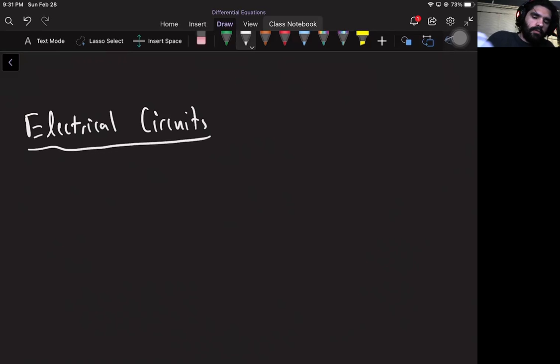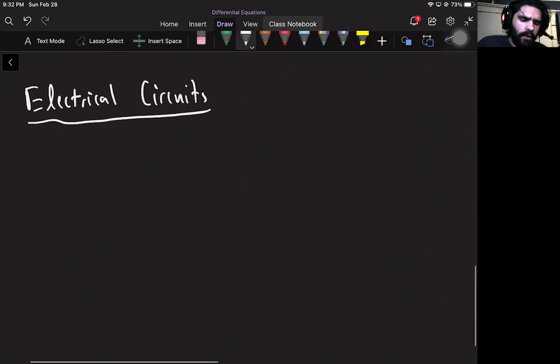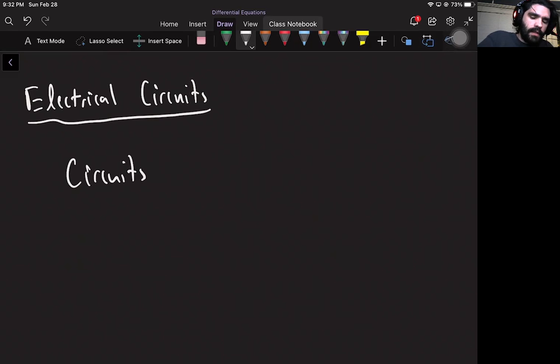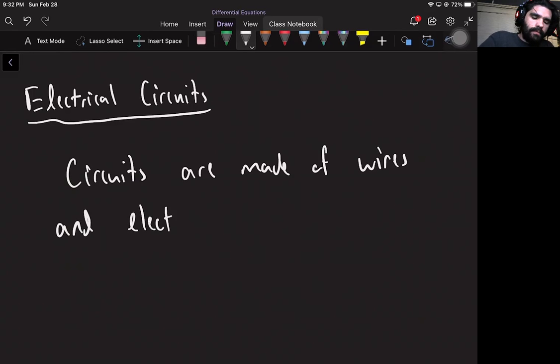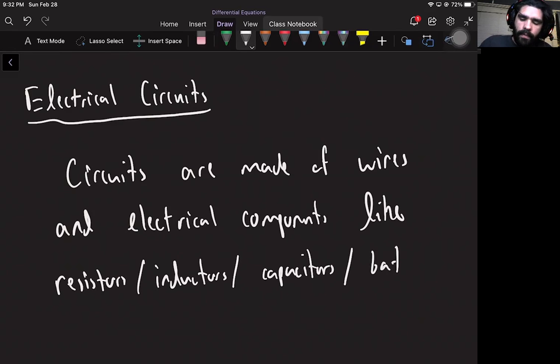Now, if you've taken a physics class, you've probably learned about these, and they can be very difficult to learn about. So let's try to understand them pretty slowly. So we're just going to study one basic type of circuit, but basic premise is that circuits are made of wires and a bunch of electrical components. Typical ones that you see are resistors, inductors, capacitors, and then there's usually like a battery.